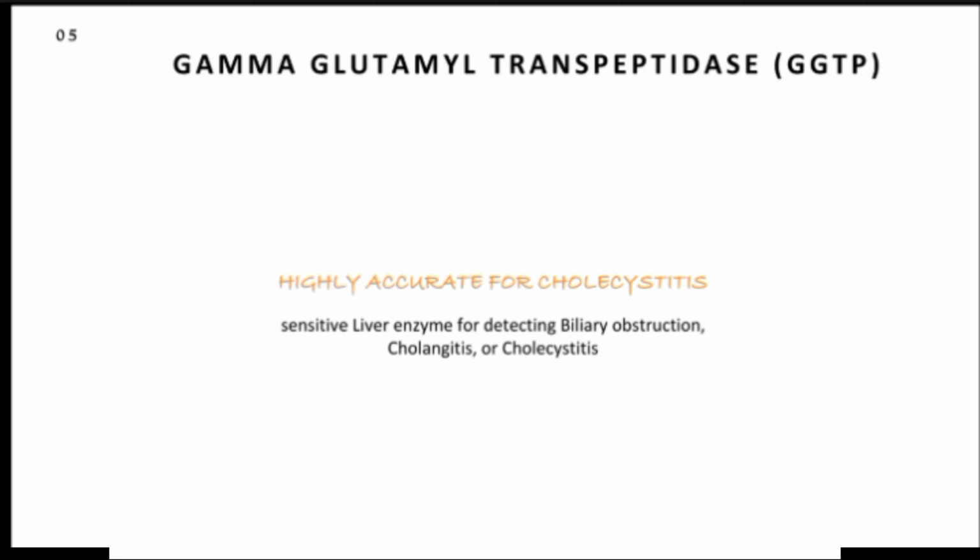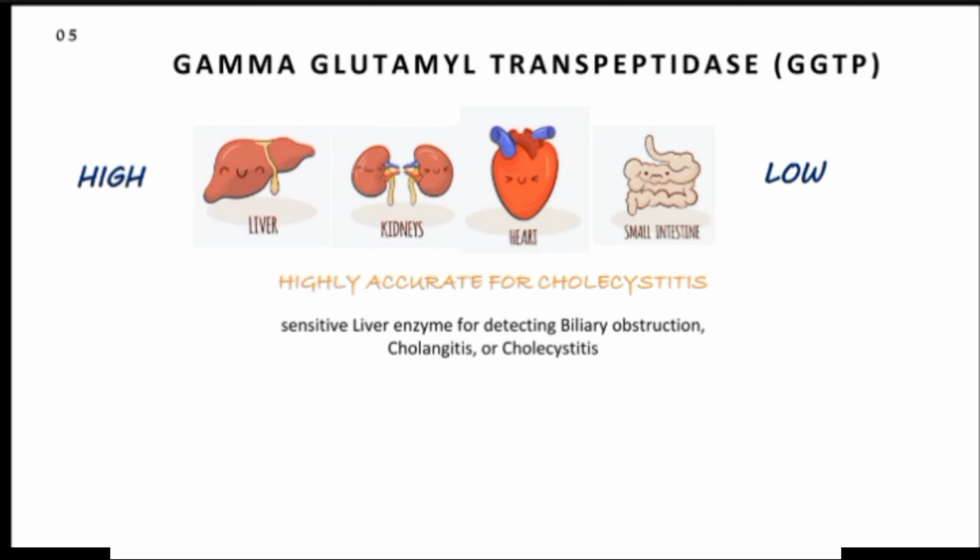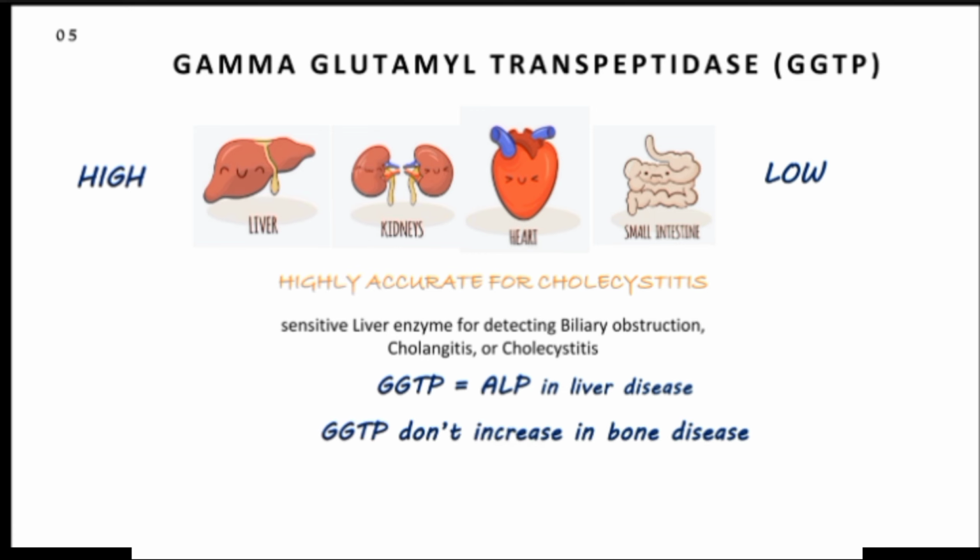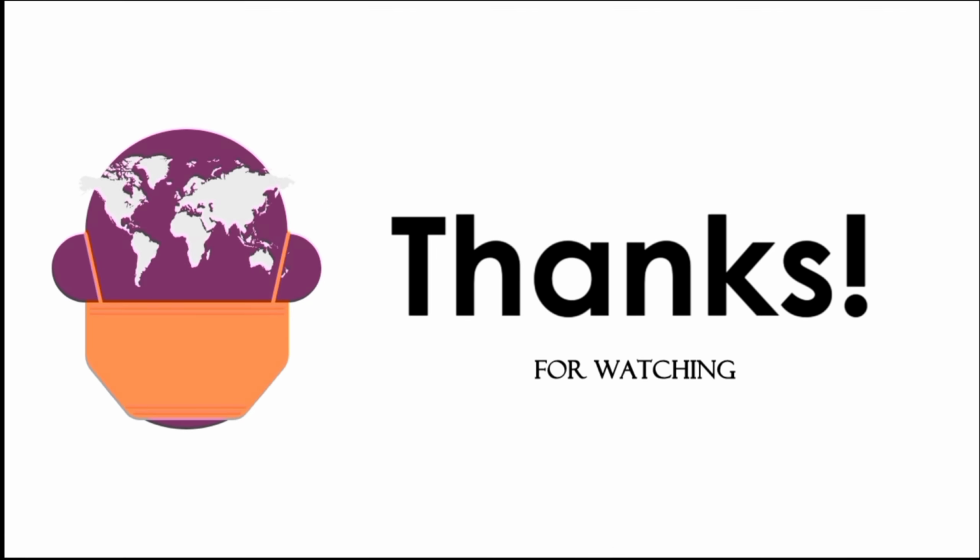GGTP level is very high in the liver but low in kidney, heart, intestine, brain, and prostate. Elevation of GGTP parallels that of alkaline phosphatase in liver diseases, but GGTP is not increased in bone diseases. So if ALP is increased but GGTP levels are normal, that indicates bone disease.